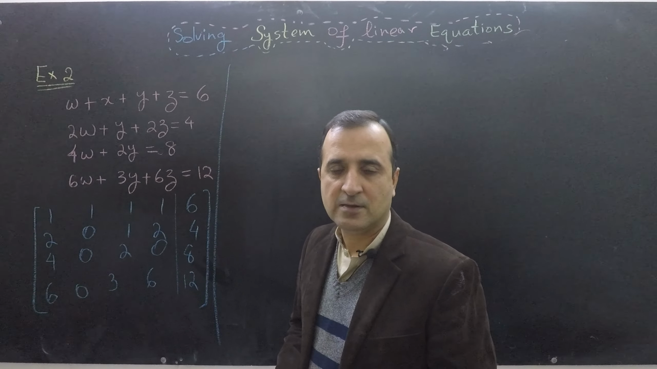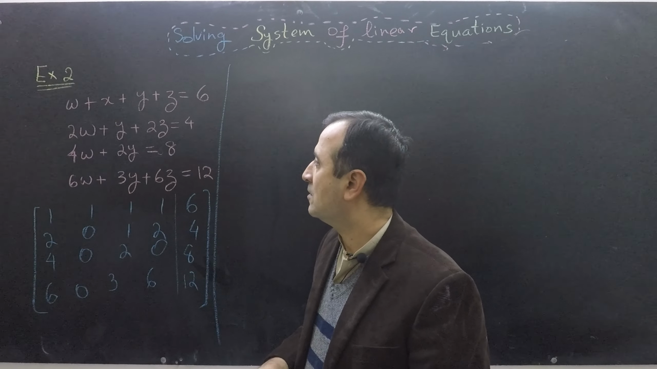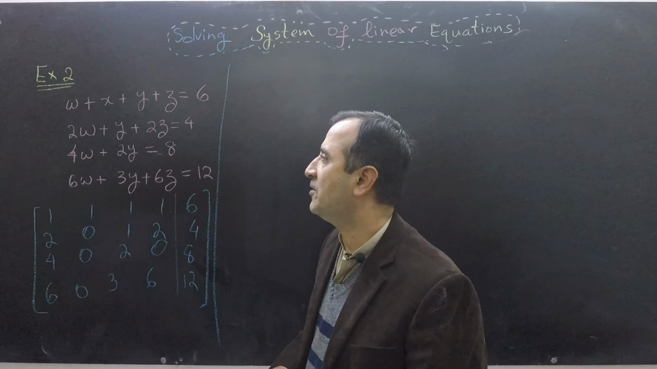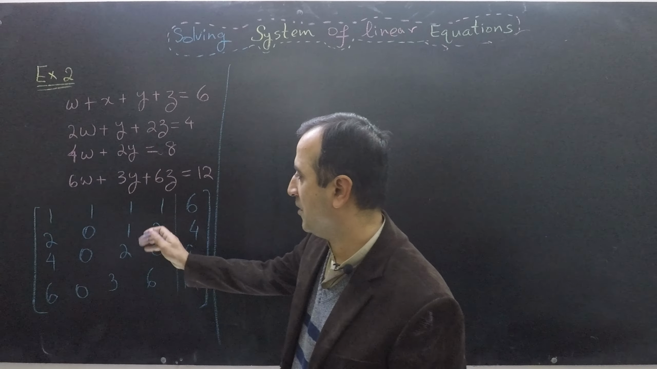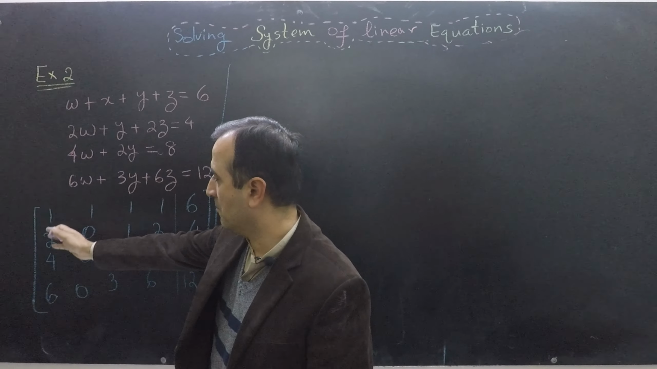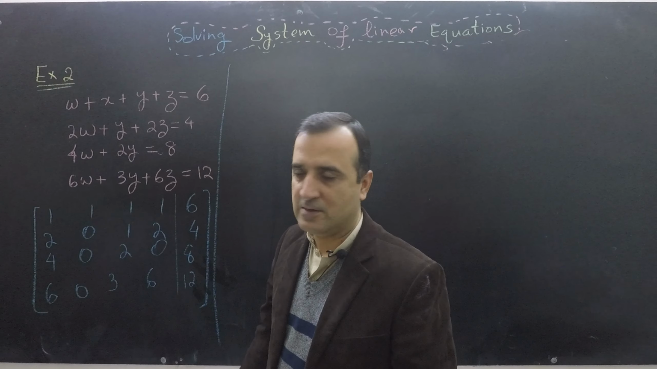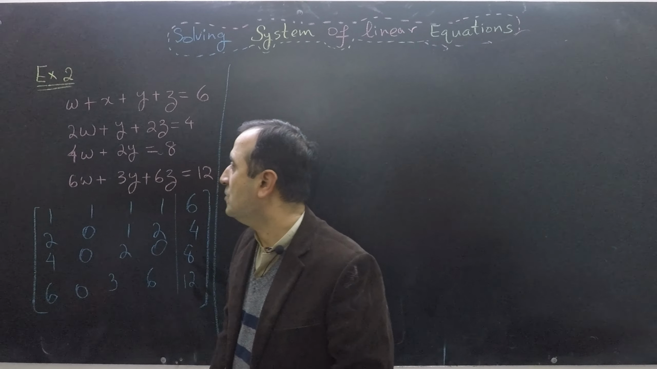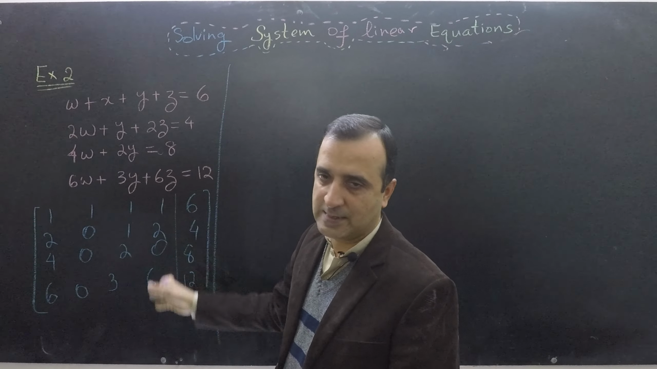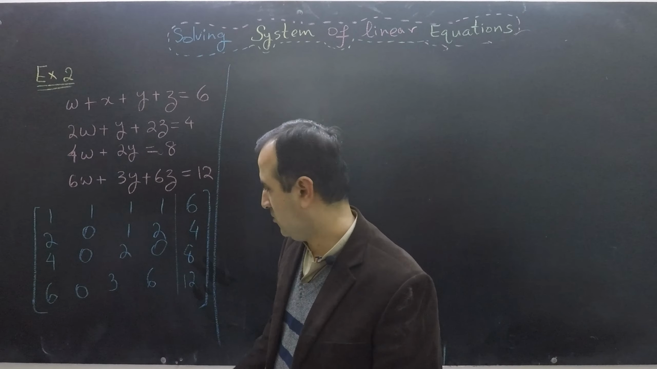Yes? Does it always have to be W, X, Y, Z? Can it be in a different order in the next line? So you can have a different order in all the lines, but when you are going to make an augmented matrix, you have to basically fix the order. The first column must represent the first variable, the second column the second variable. So this column corresponds to W, this column corresponds to X, this column corresponds to Y, this column corresponds to Z. So basically, if you have a different order, you have to reorder them. Make sense? Okay, good question.